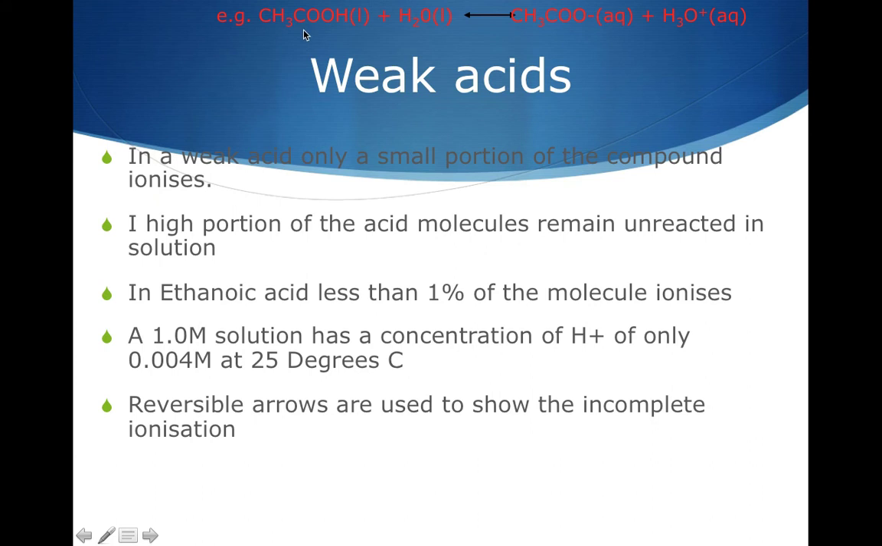So these ones here, they're not going to get given away. When we look at it in solution, lots of the molecule is left as this. Very little of it has become that. So what we've got here is a double-headed arrow, which shows the reaction goes in both ways. And in the case of ethanoic acid, it's less than 1% of the molecule that actually reacts. So if you've got 100 molecules sitting in solution, one of them might turn from this into that.